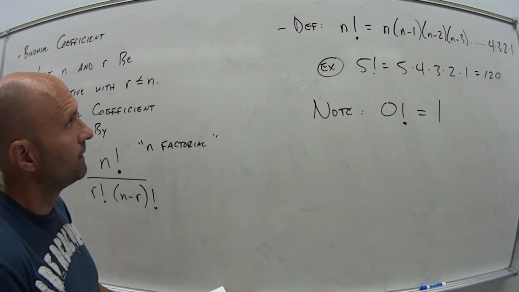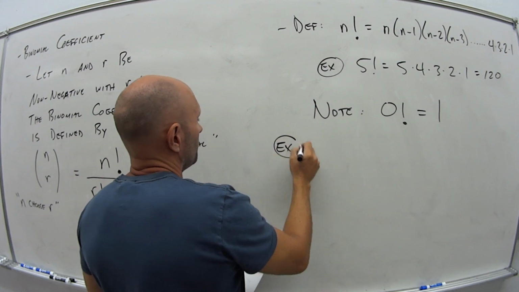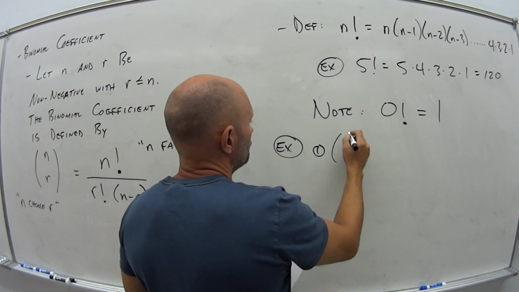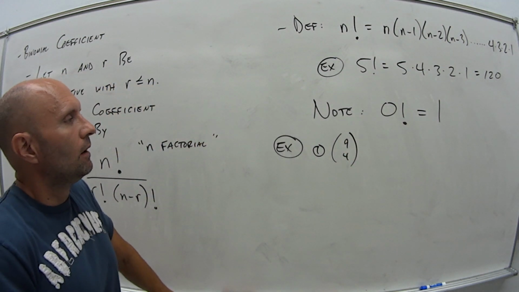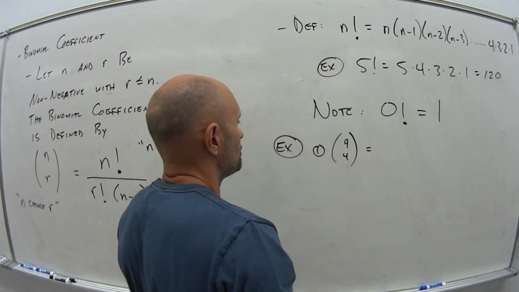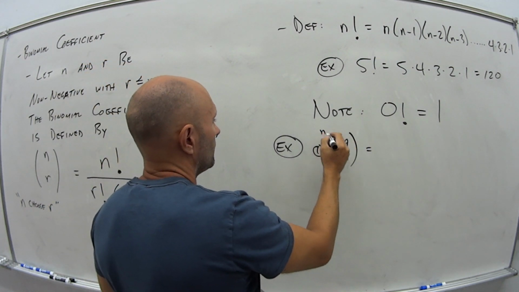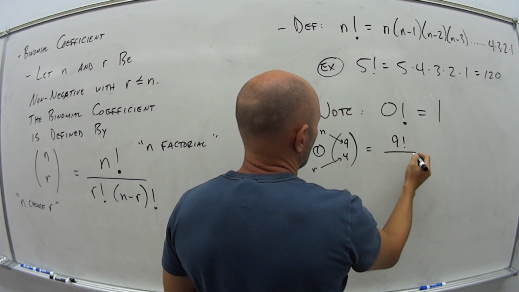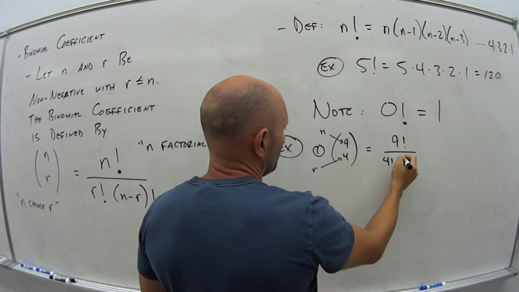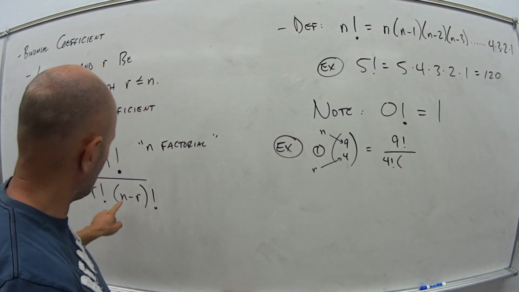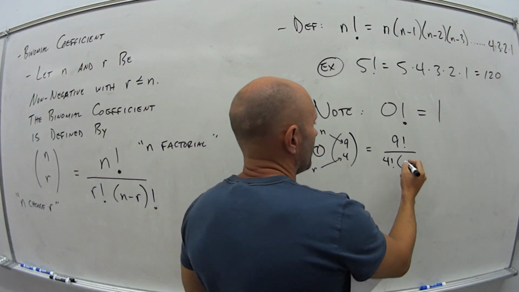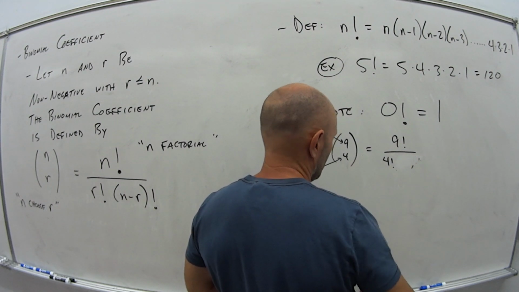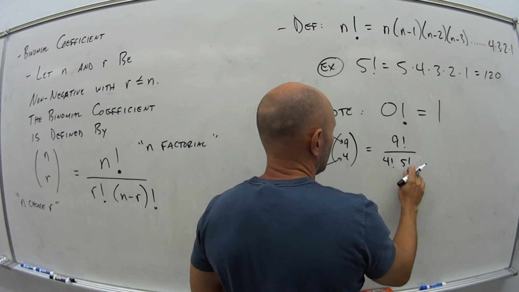So, let's look at a couple examples. What if I have, for the first one, 9 choose 4? By definition, our n is 9, our r is 4. So this would be 9 factorial over 4 factorial times n minus r. 9 minus 4 is 5. And please do not forget this part. So 9 minus 4 is 5, so 5 factorial.